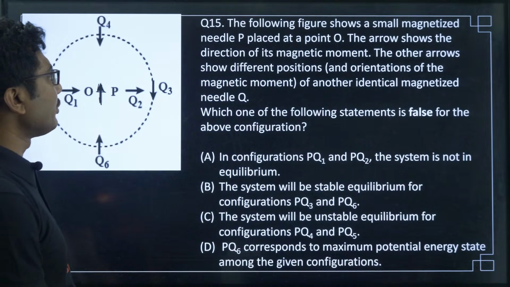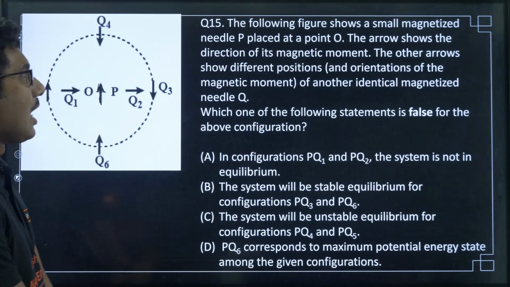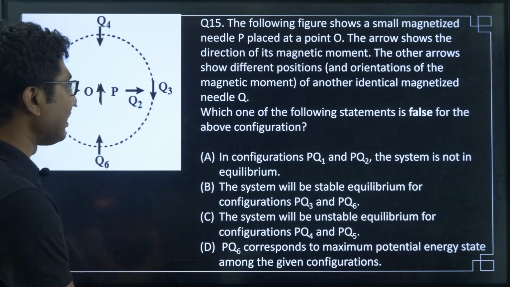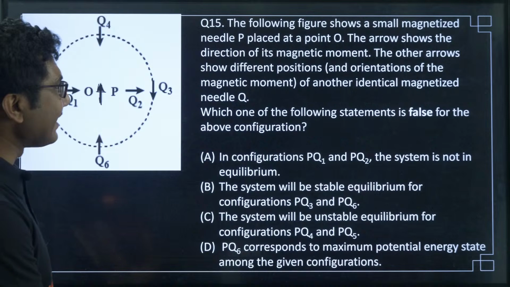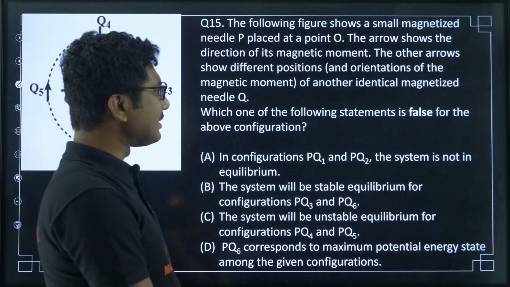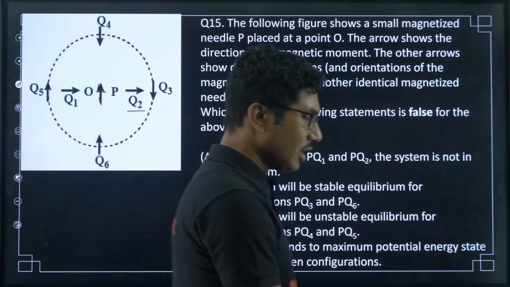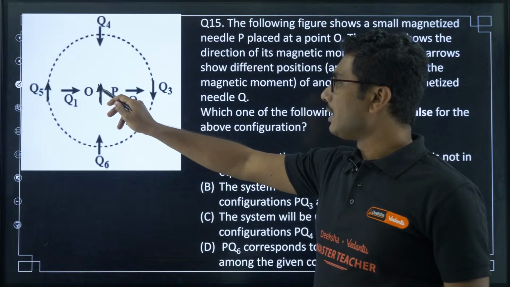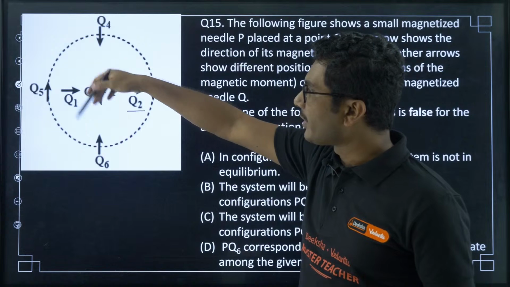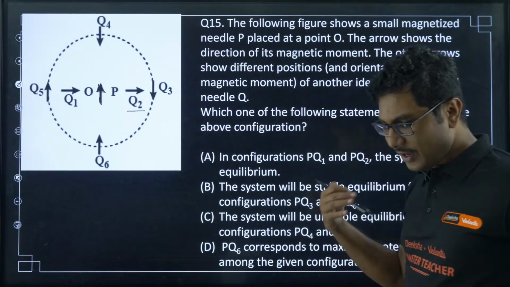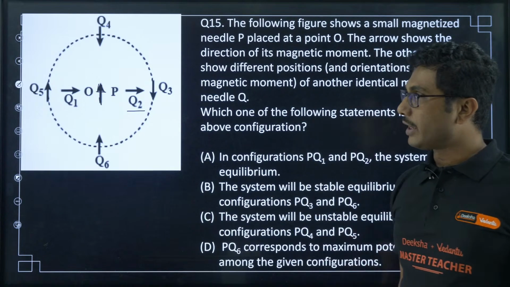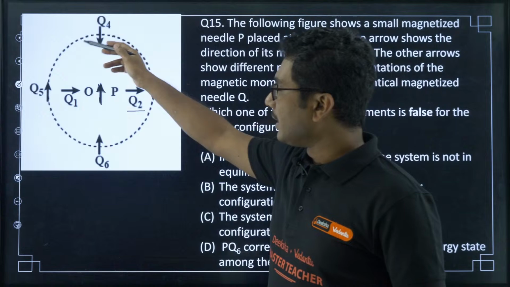The arrow shows the direction of its magnetic moment. Other arrows show different positions and orientations of the magnetic moment of another identical magnetized needle Q. Which of the following statements is false for the above configuration? Here we have a magnetic needle, it is already placed like this, and we are trying to place different needles like this. This is kind of a KSET level question, but it was again taken from your model question bank. So this is an interesting question.